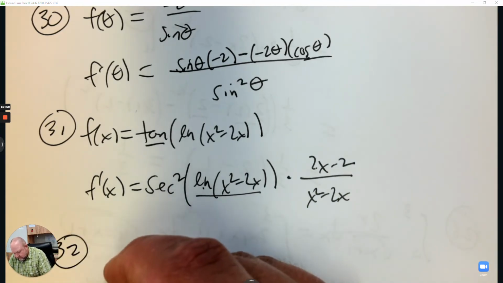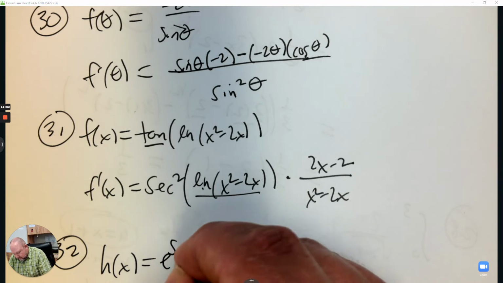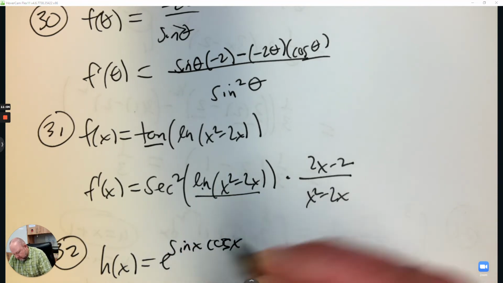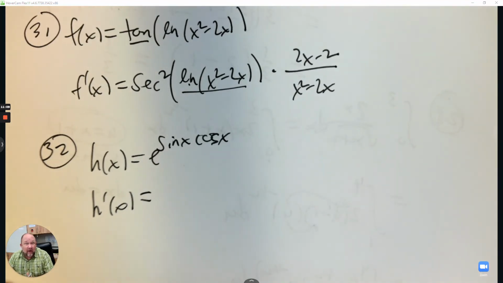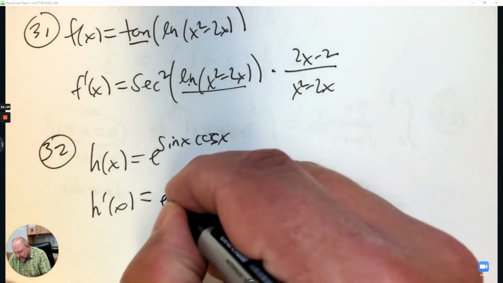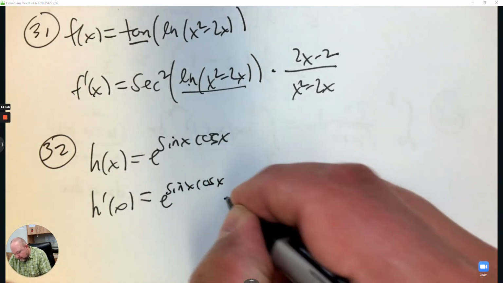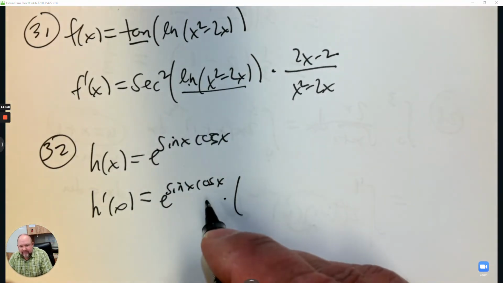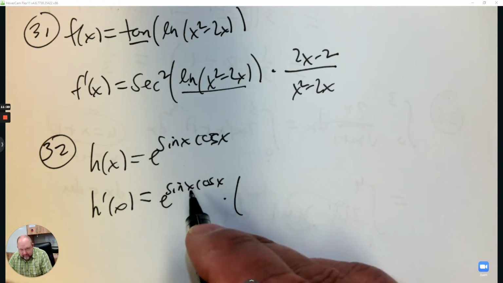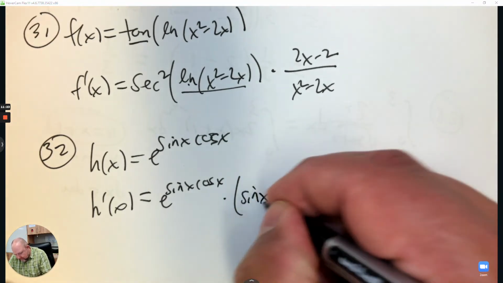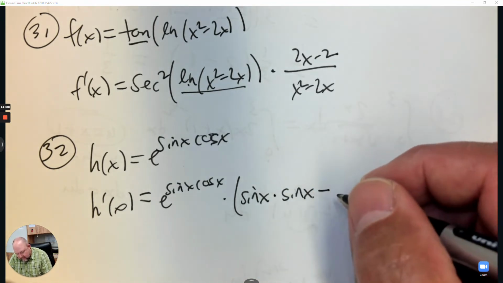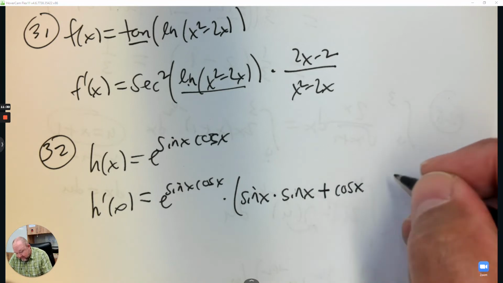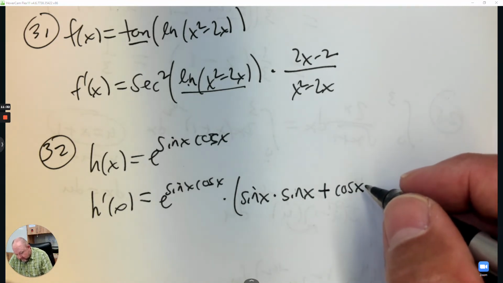32. So write it down, pause, do your best first. The rule for e is to copy it. The hook comes from the exponent, and that is the product rule, the derivative of the exponent. That's the first times the derivative of the second minus or plus the second times the derivative of the first.